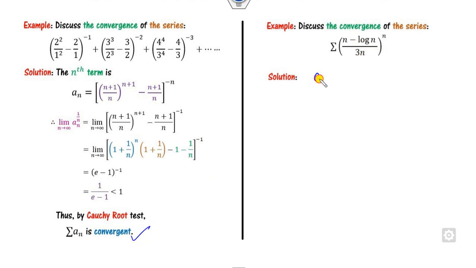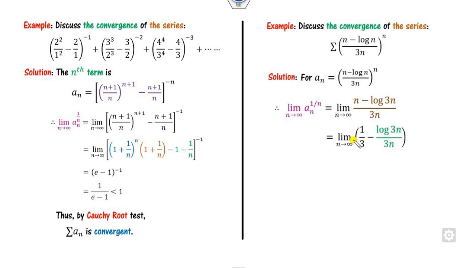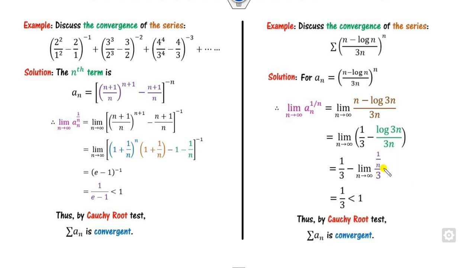In this case, a_n is already given to you. This is (n minus log n) over 3n. Again you can see the power is n, so we can apply the root test here. How can you find the limit? You can take it separately. So this is 1 by 3. Again it's infinity by infinity, so we apply L'Hopital's rule. So it is 1 by n divided by 3, and the 3 will be cancelled out. So it goes to 0 as n approaches infinity. So you can see it's less than 1, so the series is convergent.